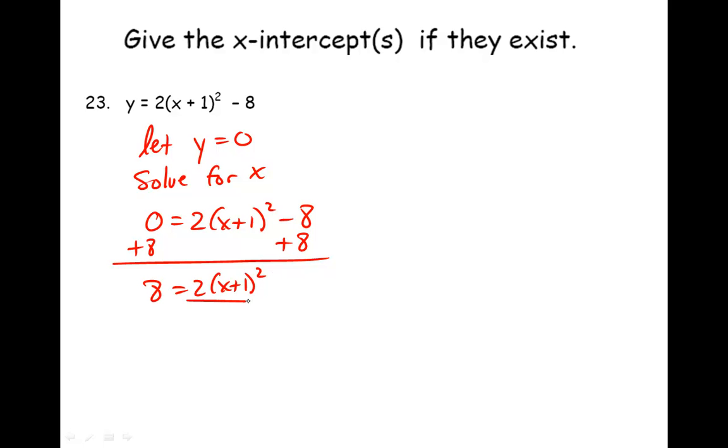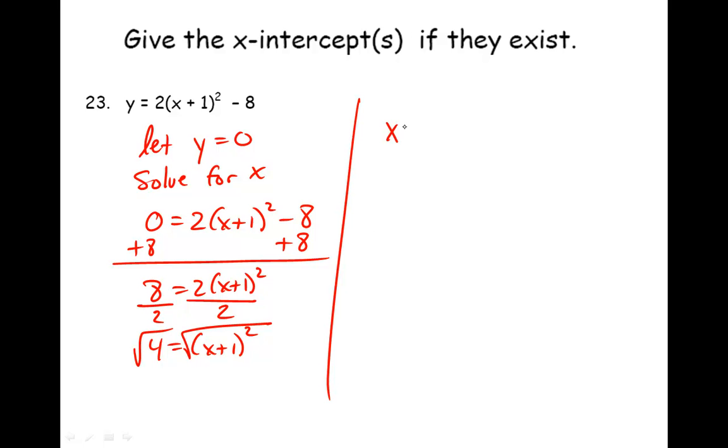Now we would go ahead and divide both sides by 2. So 4 is equal to (x plus 1) squared. Now we can take the square root of both sides of the equation. When we do that, we'll get x plus 1 equals, make sure you add a plus or minus, because that's important when you take a square root of an equation. It's going to be plus or minus the square root of 4. So that's going to be plus or minus 2, because the square root of 4 is 2. Now we'd want to subtract 1 from both sides, so we'd have negative 1 plus or minus 2.